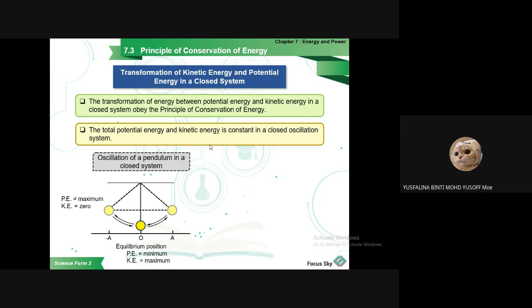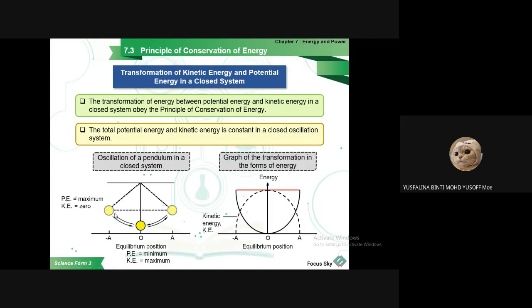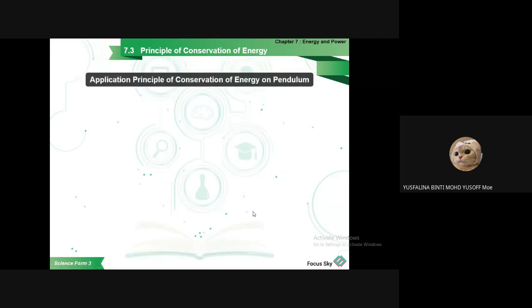To summarize, at position O, the PE is minimum and KE is maximum. At this point, the potential energy is maximum and KE is 0. And this is the graph of transformation of energy. This is the kinetic energy, and you can see the kinetic energy is maximum here, and this is the potential energy. If the kinetic energy is maximum, the potential energy is minimum, which is 0 here. So this is the graph of transformation of energy. I just skip this one.